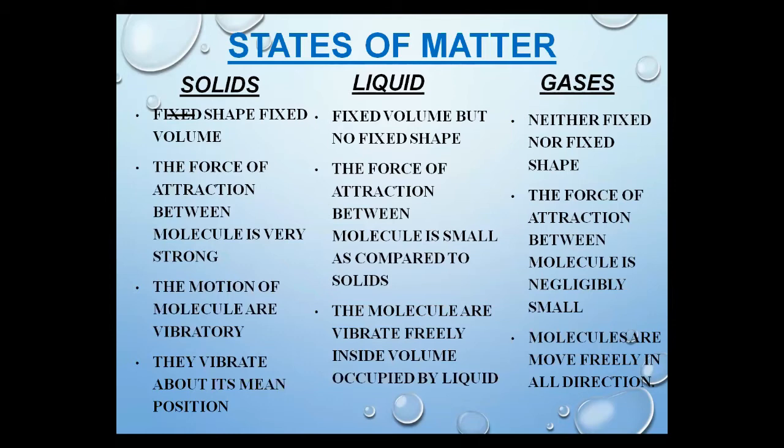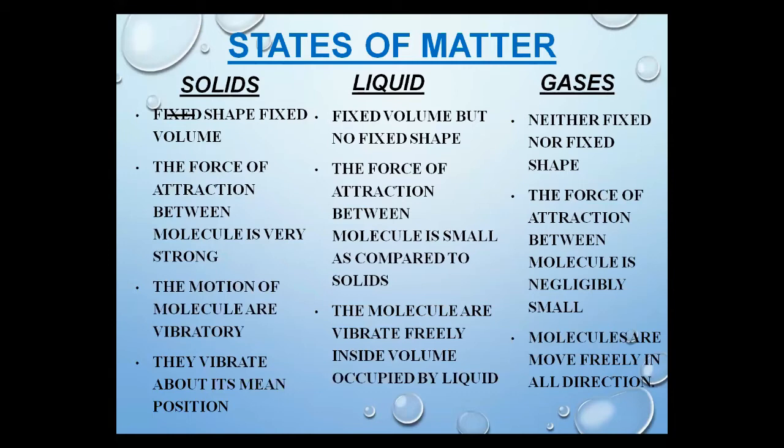Now, when we focus on the liquid, the liquid's property is that it has a fixed volume but no fixed shape. As we know, when we transfer a liquid substance from one container to another, it will take the shape of that container. So we can simply say that it has a fixed volume, but no fixed shape.